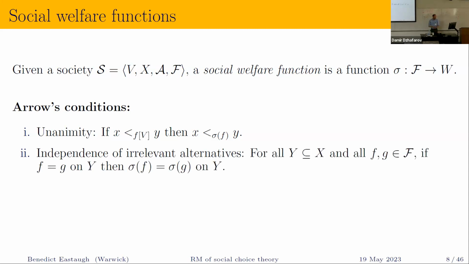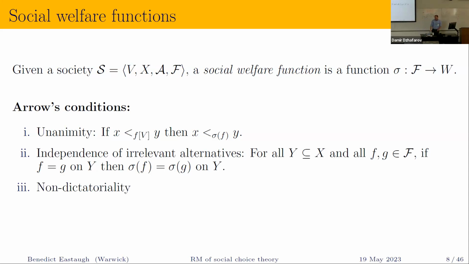So, stating it more formally, for all subsets Y of X and all profiles F and G, if F is equal to G on Y, then the social welfare function, sigma, should give you a weak ordering in both cases that agrees on Y. And in the typical case, Y is just going to be two alternatives, but we state it a bit more generally.